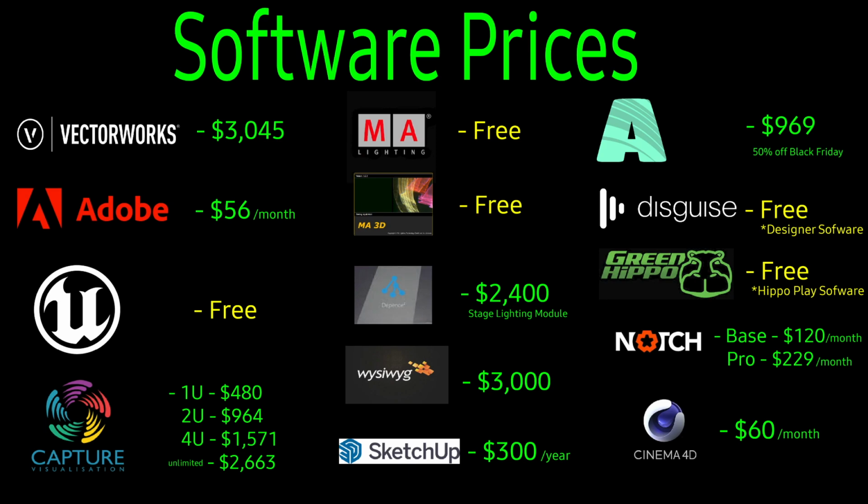So the base model of Notch is about $120 a month, and the Pro is about $230 a month. I can't remember what the biggest difference is. I have a feeling it has to do with a certain number of Notch blocks and being able to export certain things, that and the other. I'm not 100% on the Notch Disguise workflow yet. That's something I would love to get into and love to be fluent in. However, I am not.